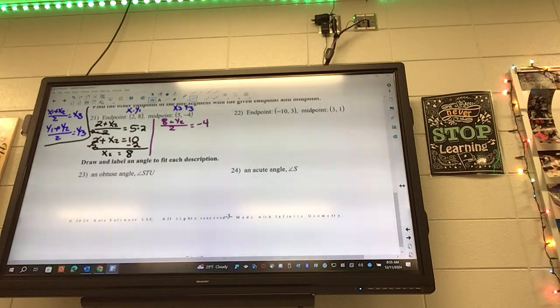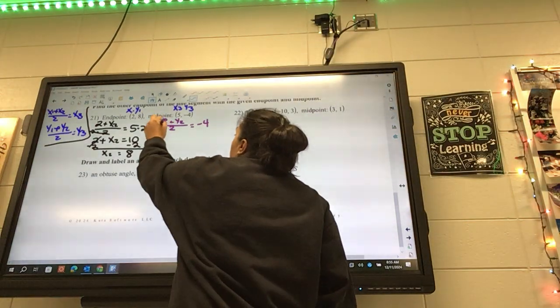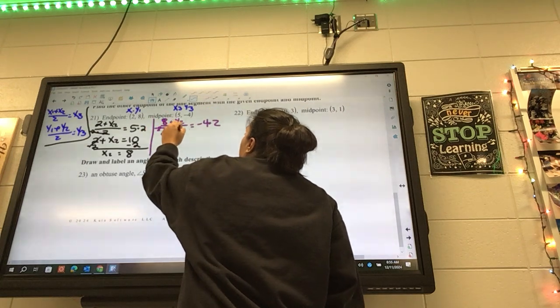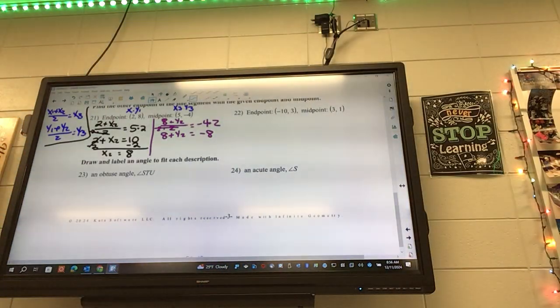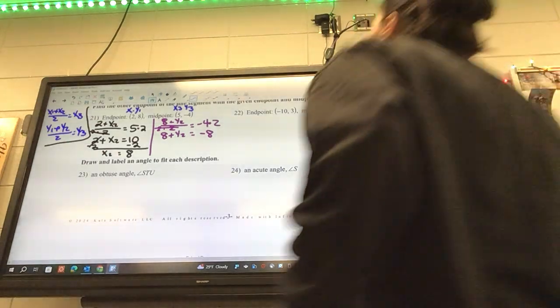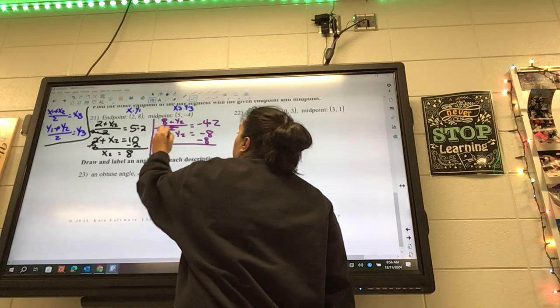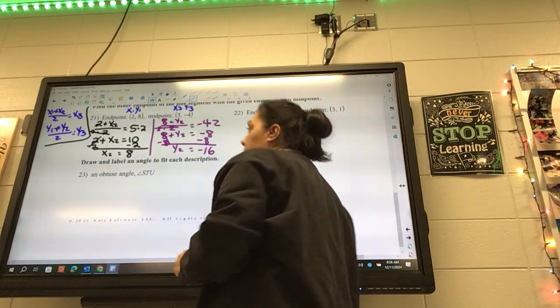We're gonna multiply both sides by 2 and then either add or subtract. So times 2, times 2. So I got 8 plus y2 equals negative 8. And then am I gonna add or subtract? Subtract 8 from both sides. So I get y2 equals negative 16.